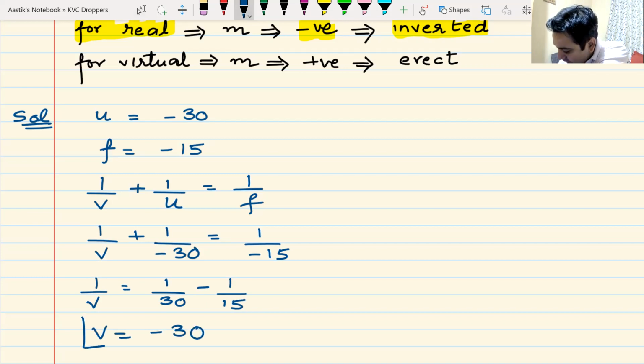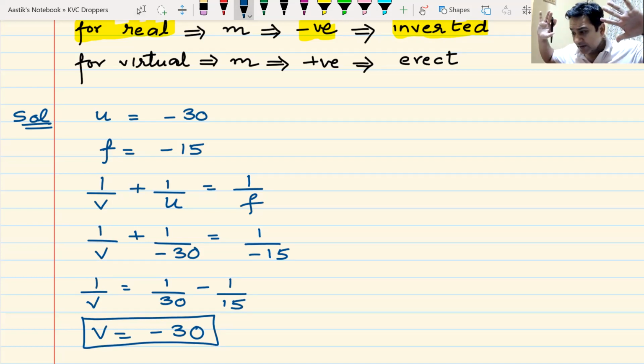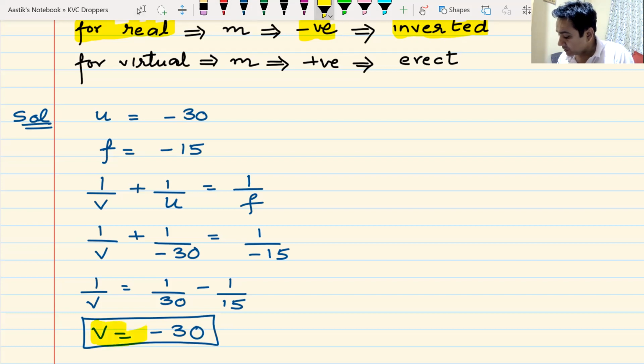Do we understand this? Can I raise hand that we understand this? Everyone? Okay. The value of v as we have is minus 30. So that is our first answer. The distance of the image from the pole of the mirror is 30 centimeters.